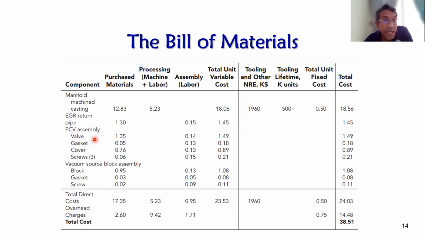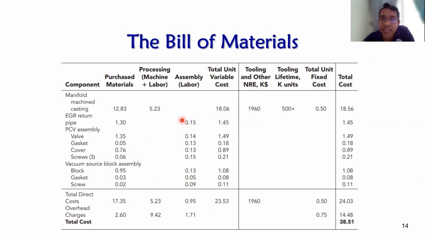They write down the cost for each part in this BOM. And then they also have the vacuum source block assembly. This consists of the block, gasket, and screw to produce this assembly part. So all of this is related by a tree structure. The manifold is the big part, and to connect with it, they have a machined part for the manifold. We have an EGR, we have a pipe, we have a PCV, we have a vacuum. All this is in the bill of material.